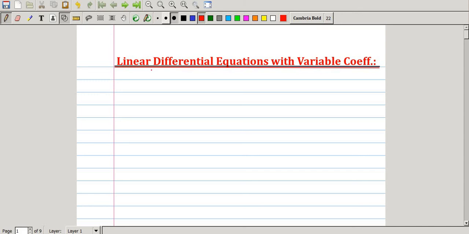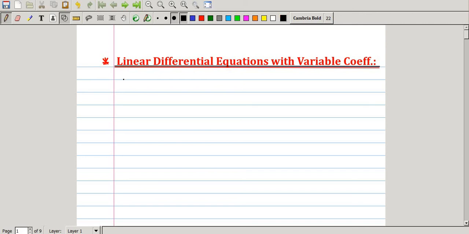Hello friends, welcome back to the lecture series on linear differential equations. In the previous few lectures, we have discussed and solved linear differential equations with constant coefficients along with their different methods of solving. Now in this lecture, we discuss the linear differential equation with variable coefficients.